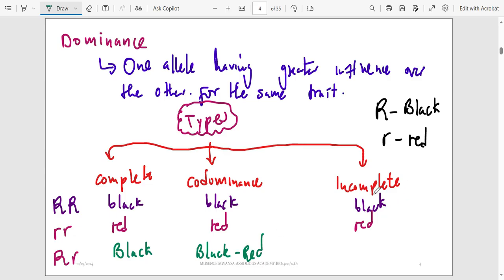But in incomplete dominance, when you combine one allele with another allele, one is supposed to dominate over the other, but not completely. Think of it: you get juice which is red, and juice that is, let's say, green. You combine them, the color that is formed is going to be something in the middle. So when you combine black and red in incomplete dominance, you get a color in between, something like purple. That is incomplete dominance. Does this make sense?